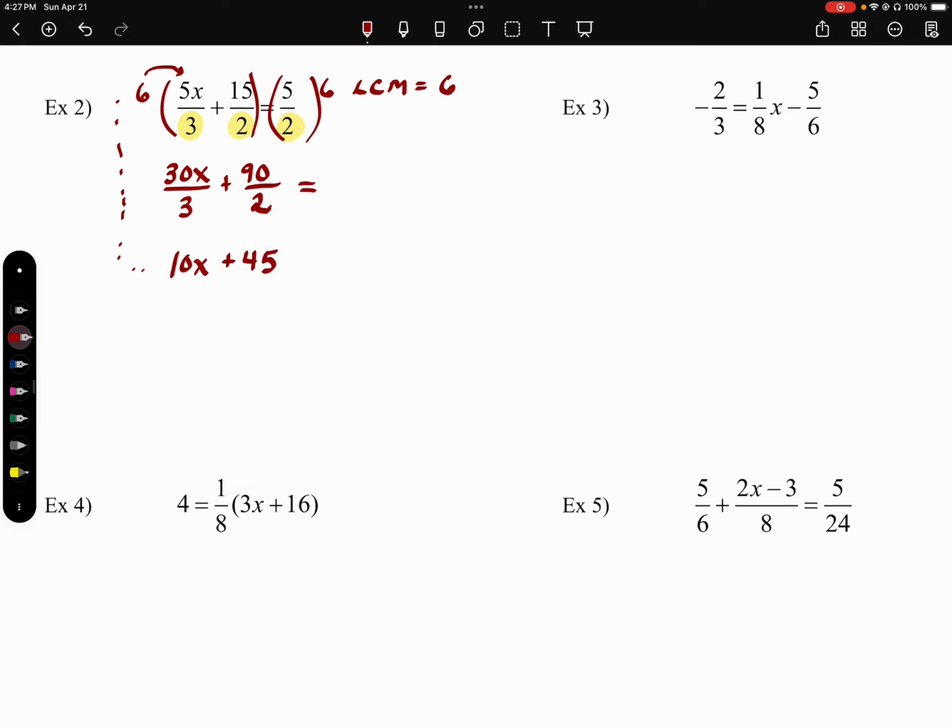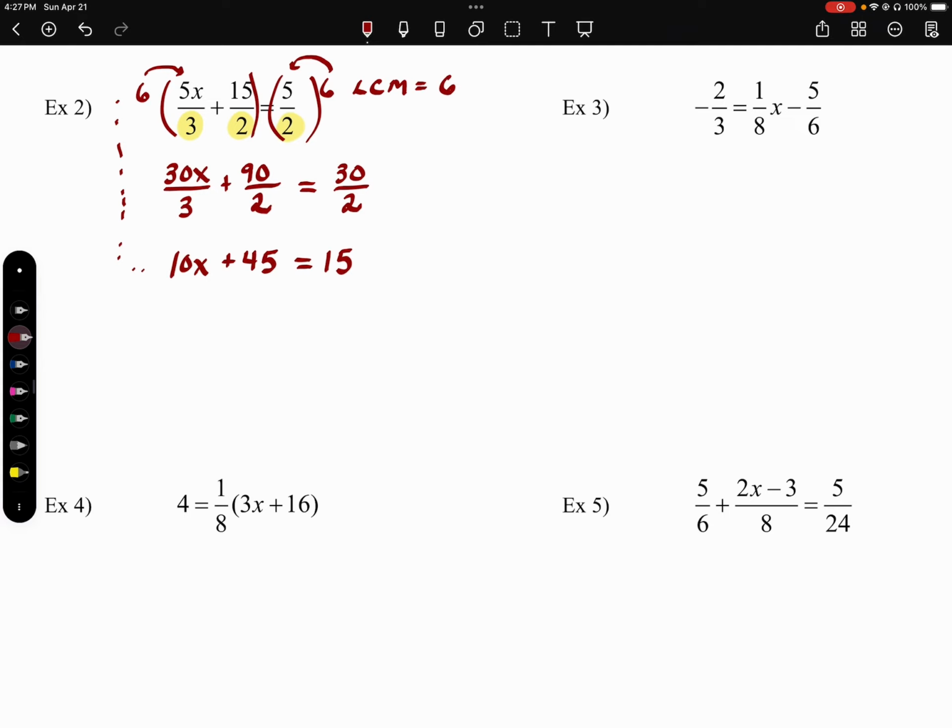Then we have our equal sign. And on this side, we're going to do 6 times 5, which was 30. That one's still over 2. So when we simplify, 30 divided by 2 gives us 15. So now we have the equation 10x plus 45 equals 15.